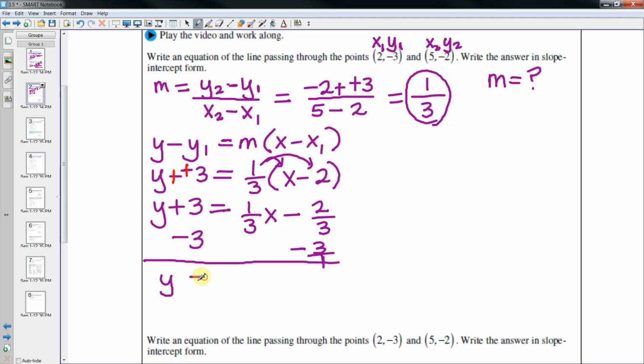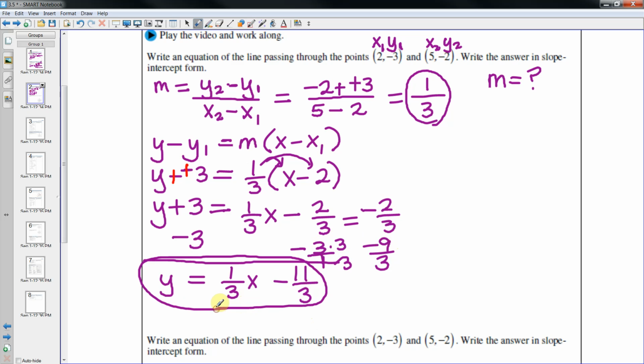So over here on the left side, I'm going to have y equals 1/3 x. The common denominator between 2/3 and 3/1 would be 3. So this one stays a negative 2/3. 1 times 3 is 3. Negative 3 times 3 is negative 9. So negative 2 and a negative 9 gives me negative 11/3. There would be my equation in slope-intercept form.